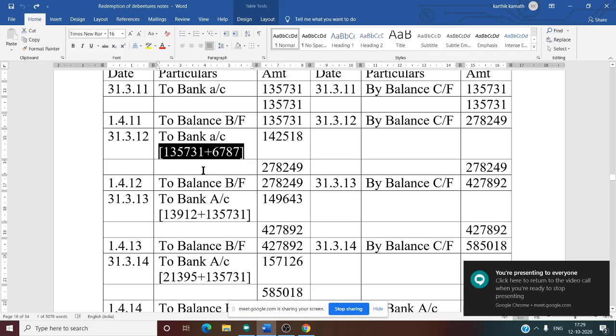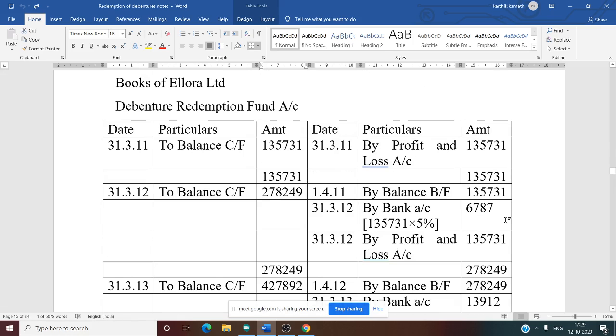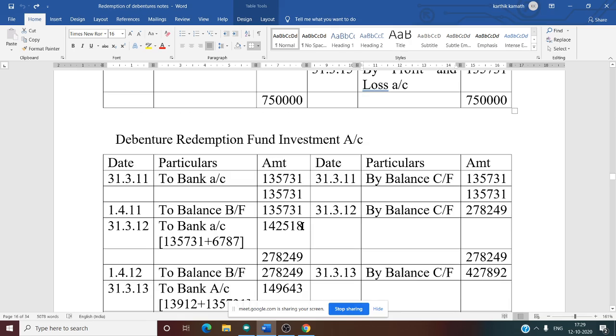Interest you can calculate on the opening balance of each year, or else you can see the previous account, where we have calculated it for the second year. What is the interest? 6,787. The same interest you need to write here. So the bank total is P&L plus interest, 1,42,518.